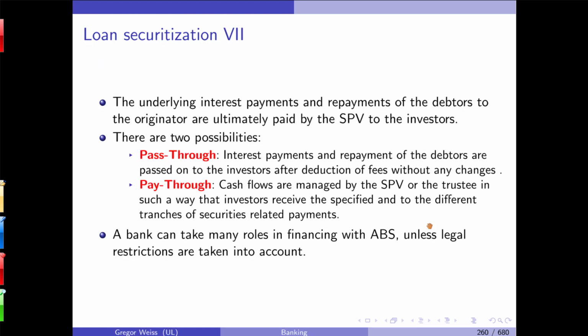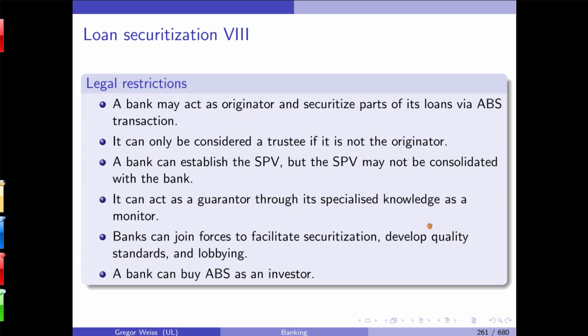This is servicing. There are also two variants, pass-through or pay-through, in which case the interest payments and repayments of the debtors are passed on to the investors, or they are managed by the SPV in such a way that investors receive the specified and tranche-related payments. These are just two variants of asset-backed securities.